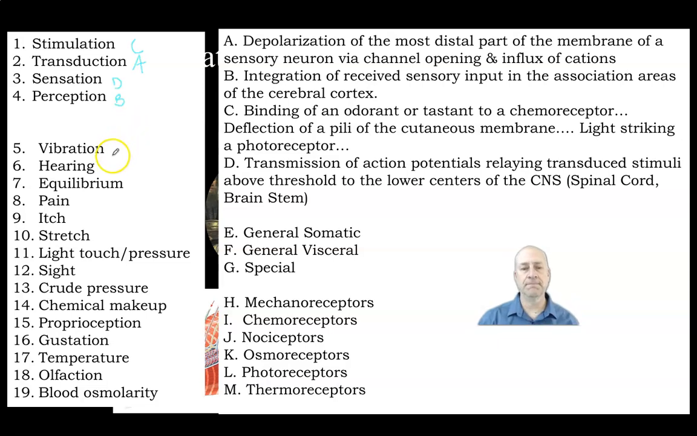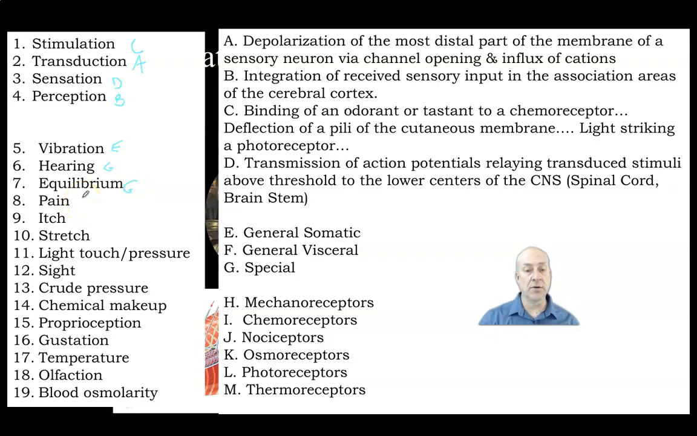You've perceived it. Okay? Now, we're going to blow through these twice. Once for E, F, and G, and then once again for H through M. So vibration is, of course, a general somatic. Hearing is a special sense. Equilibrium is a special sense, both carried by the same nerve, both part of the inner ear, right?